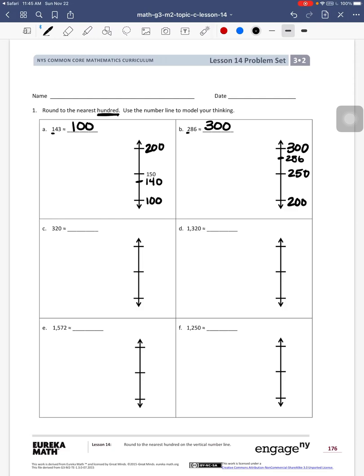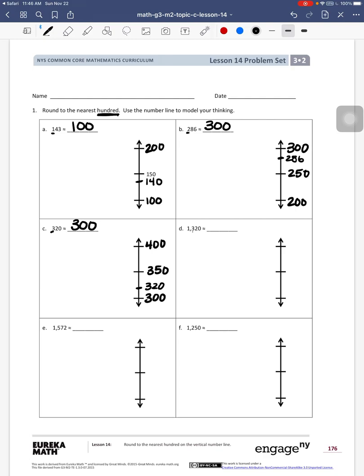C, 320. So our first number is 3. So we're going to say 300. 100 more than 300 is what? That's right, 400. And what comes between 300 and 400? 350, that's right. Where would 320 land on our number line? Yeah, between the 300 and the 350, maybe right about here, 320. So what number does 320 come closer to, the 300 or the 400? That's right, 300.